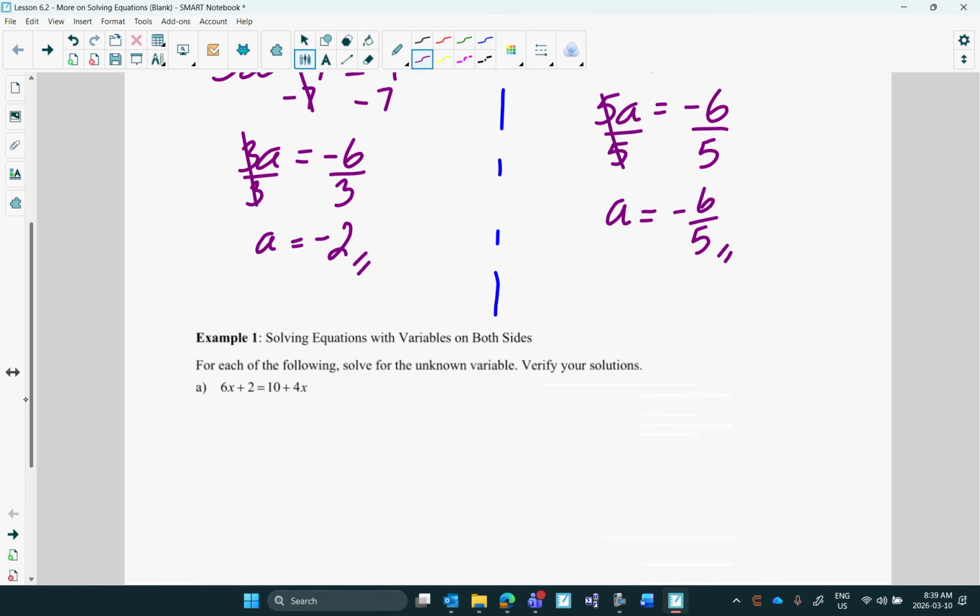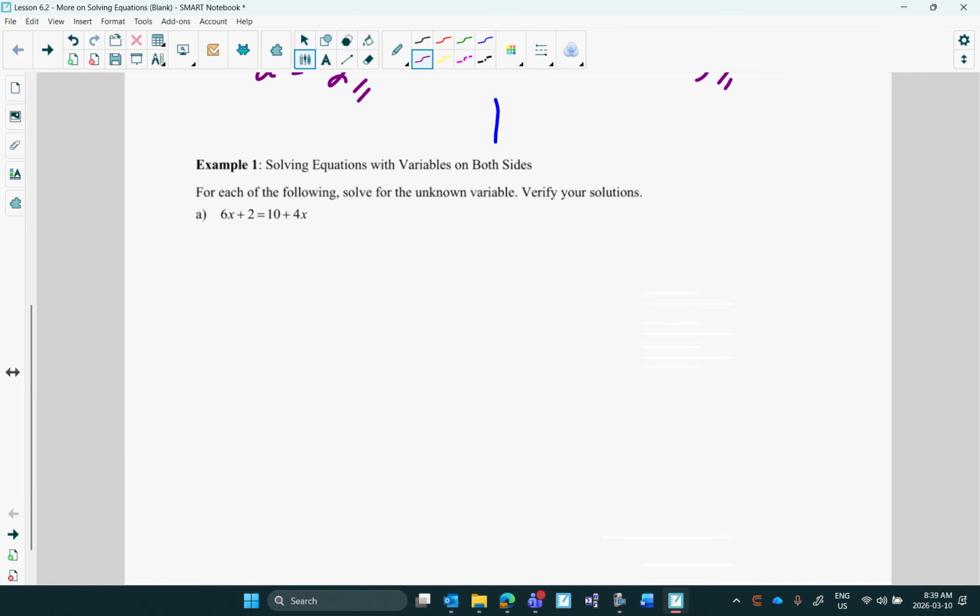So let's just do a couple other examples. This one here. What would you do first? Do I have variables on both sides? Yes. So I need to address that first. Take the 4x's on the right and have them join the 6x's on the left.